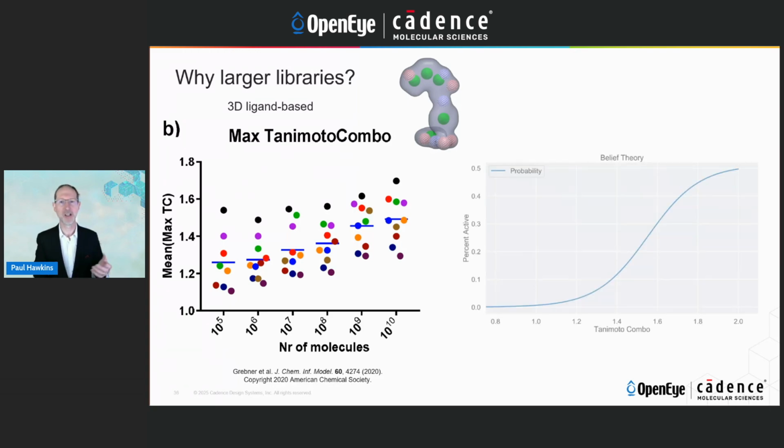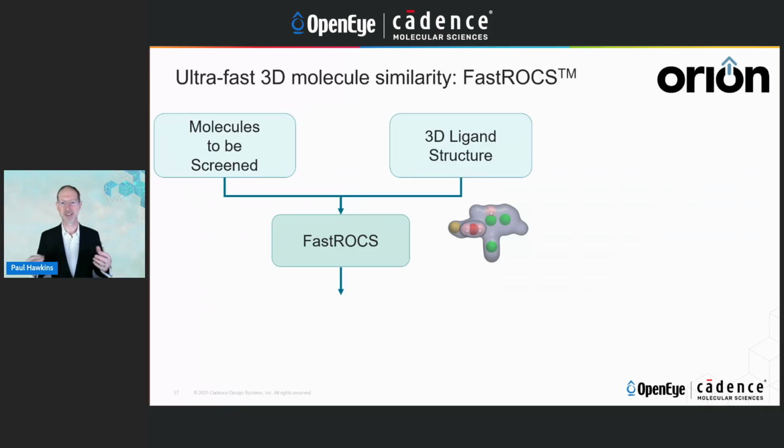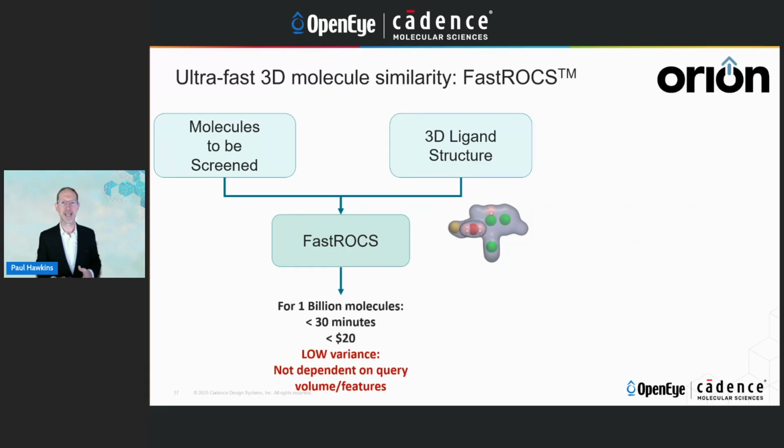And as you recall, the work of the two Steves tells us that we're able to get more molecules with interesting biology as the Tanimoto Combo rises, as the similarity to known and unknown rises. So this is great news. These larger libraries are giving us better hits. To screen these very large multi-billion libraries, we have a GPU port of ROCS, which we call FastROCS, and that's on our cloud platform Orion. And we can screen 1 billion molecules on Orion in around half an hour for less than $20.